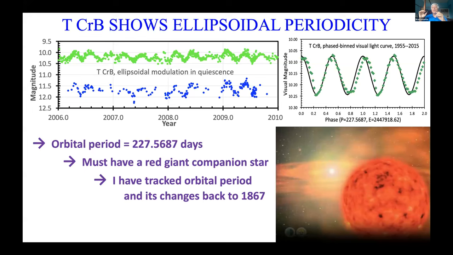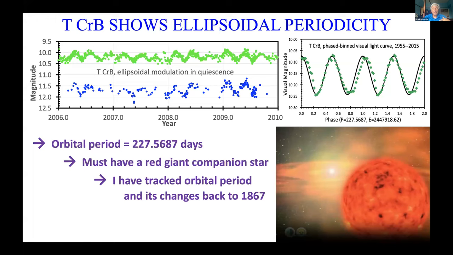And so twice each orbit, you're going to have the narrow side of the companion star pointing at Earth. And the brightness of the narrow side will be relatively faint. And the brightness when it's shown the broad side on will be relatively bright. So twice each orbit, you'll have a maximum in brightness, and you'll have a minimum in brightness also twice each orbit. The minimum in brightness corresponds to the time of conjunction. So the orbital period has to be twice the peak-to-peak time of this sine wave. It turns out that means the orbital period is 227 days.